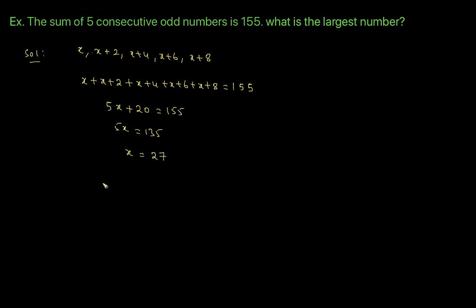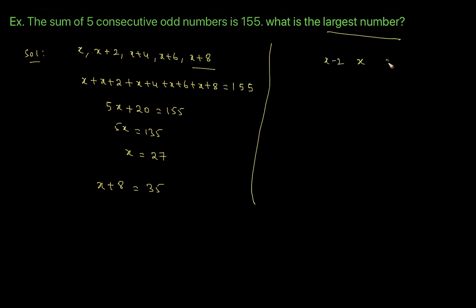Clear? Now what is asked? The largest number. The largest number is x plus 8, so the largest number is 35. This is one method. Whenever a question is given to find consecutive odd numbers, I don't suggest this method. The other method is better.